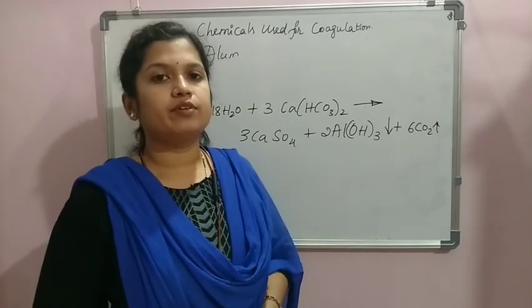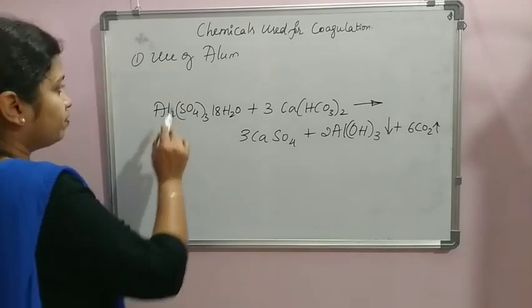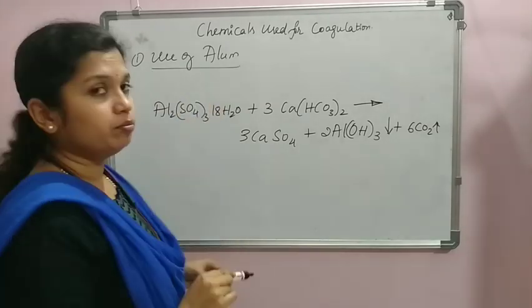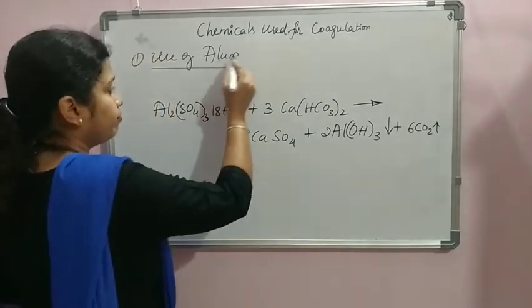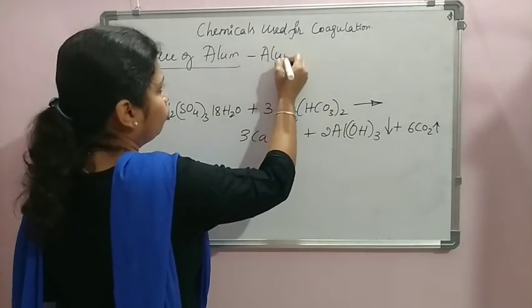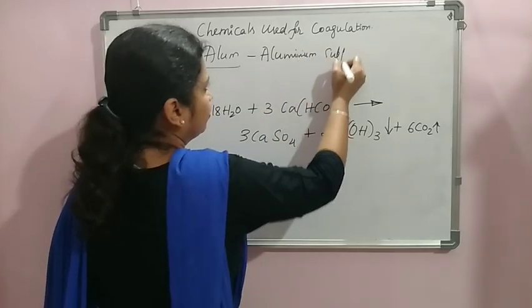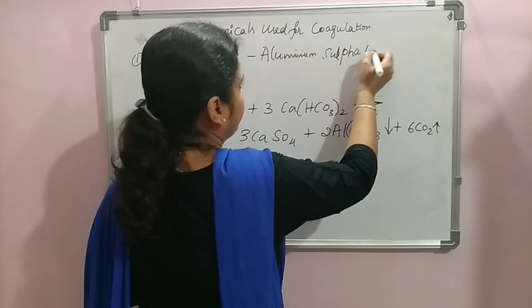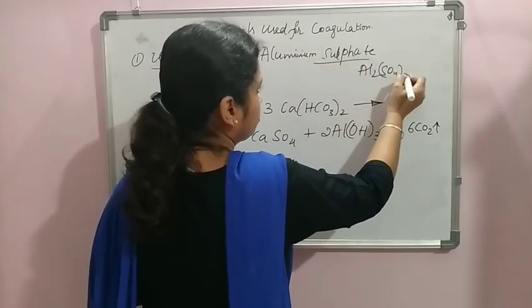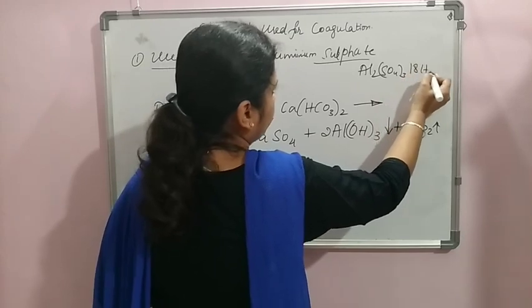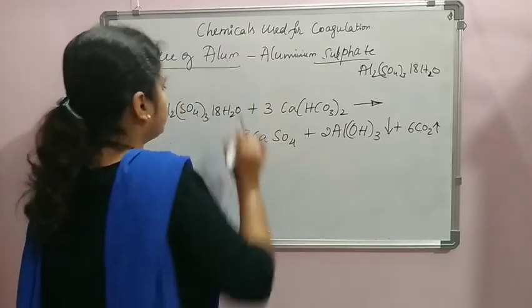Next, let us discuss the various chemicals that are used in the coagulation. First one, let us take up the use of alum. Alum is a universally used coagulant. Alum is the name we use for aluminium sulfate, the chemical formula for which is Al2(SO4)3·18H2O. So, to call aluminium sulfate, we will be calling it simply alum.